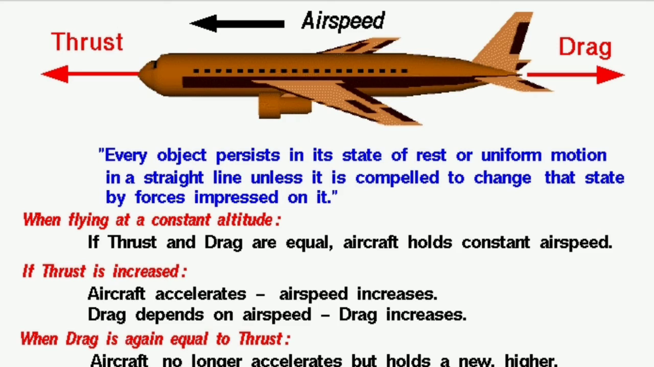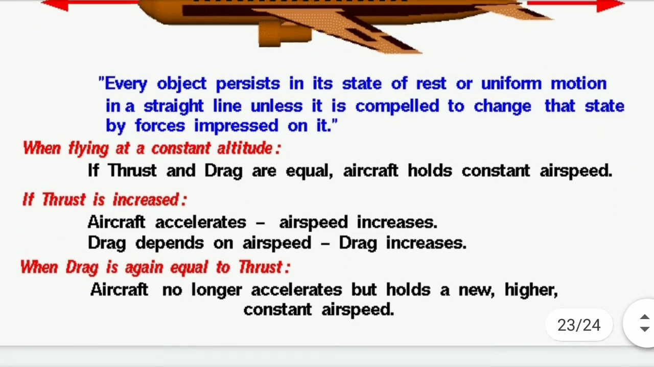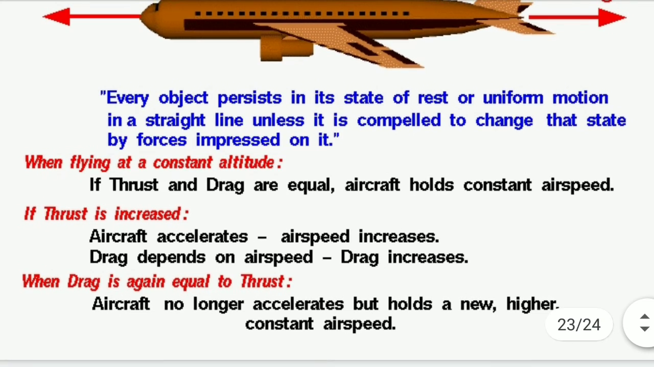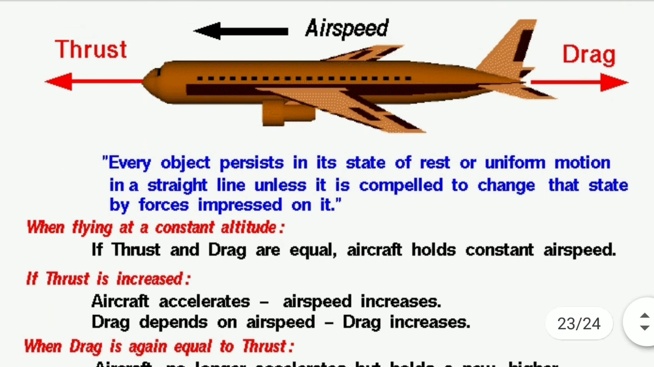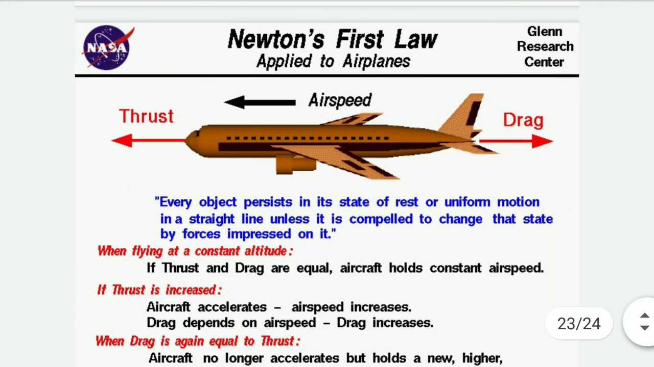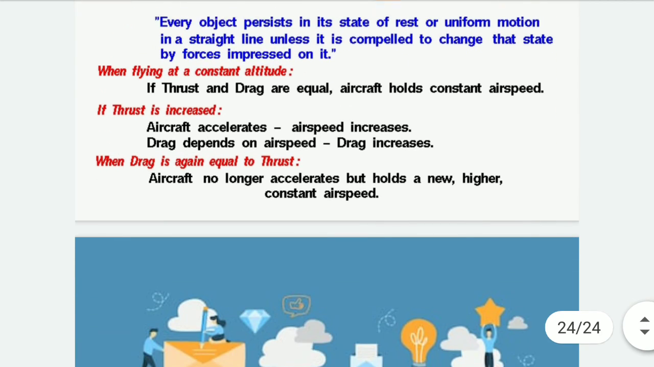If thrust is increased, the aircraft accelerates and airspeed increases. Drag depends on airspeed, so drag increases. When drag is again equal to thrust, the aircraft no longer accelerates but holds a new higher constant airspeed. That means Newton's first law is applied in airplanes.